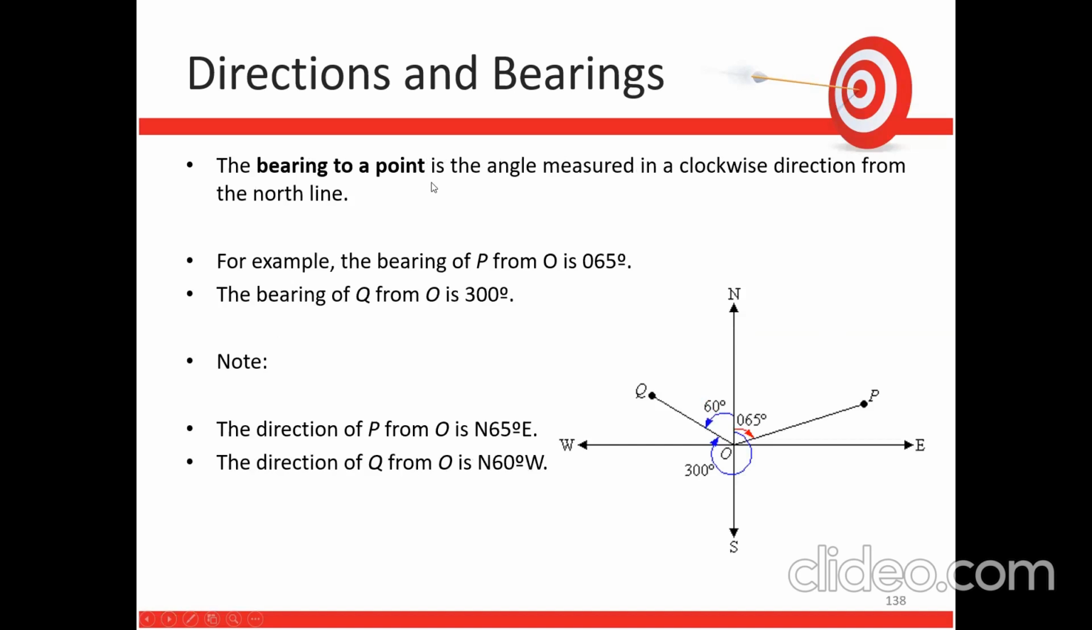The bearing to a point is the angle measured in clockwise direction from the north line. For example, the bearing of P from O is 65 degrees. So the bearing of Q from O is 300 degrees. So wala yung 0, so this is 065. Okay? So yan.